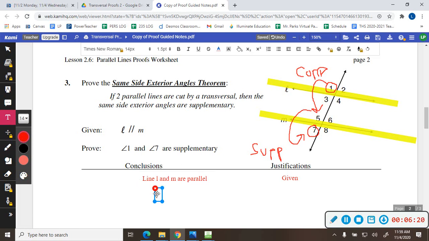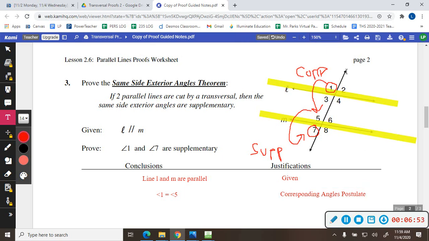So my second conclusion is that angle 1 is congruent, and again, I don't have the congruent button, so imagine there's a little squiggly on the top. Angle 1 is congruent to angle 5. How do I know that 1 and 5 are the same? Well, that is corresponding angles postulate. The corresponding angles postulate says if you have two parallel lines cut by a transversal, then the corresponding angles are congruent. So 1 and 5 are congruent.